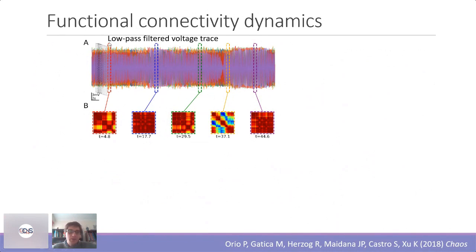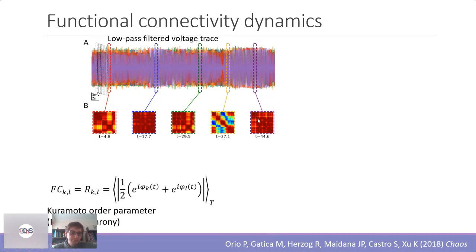But we went to see what happens with the functional connectivity dynamics, and as I showed you before, we do this in a very similar way as people do it in fMRI recordings, although with a slight difference, because now we have strongly oscillating signals. The voltage trace, as I said, is low pass filtered. We divide it into many windows, and for each window we calculate the pairwise phase synchrony. This is pairwise, so we apply the Kuramoto order parameter, but in pairs. So we have an entry for each pair of oscillators.